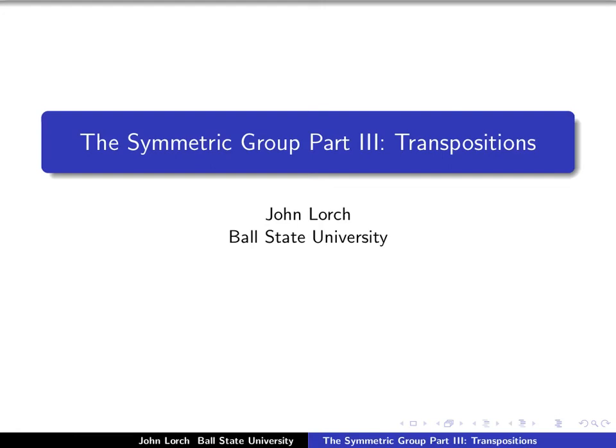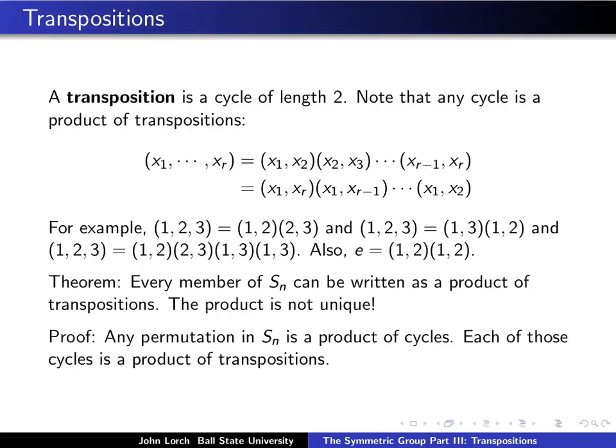We finish our discussion of the symmetric groups by talking about transpositions. A transposition is just a cycle of length 2. So you can think of it as just a means of swapping two objects. One thing to notice is that any cycle at all, and therefore any permutation in Sn, can be written as a product of transpositions.